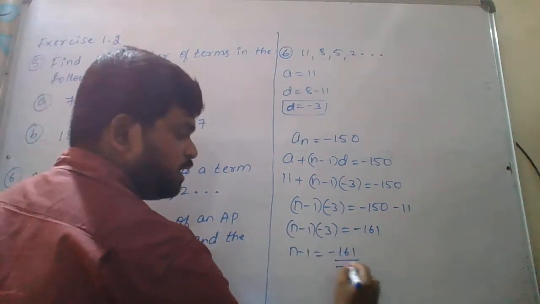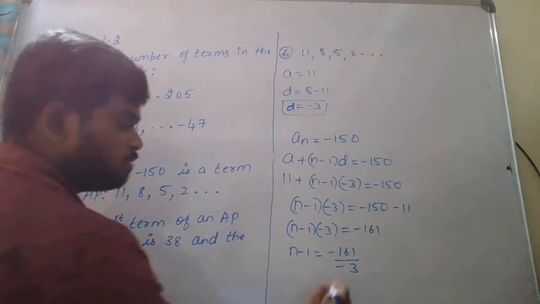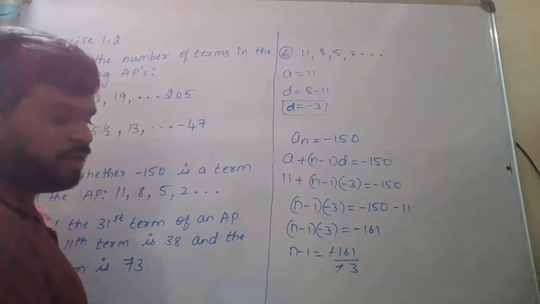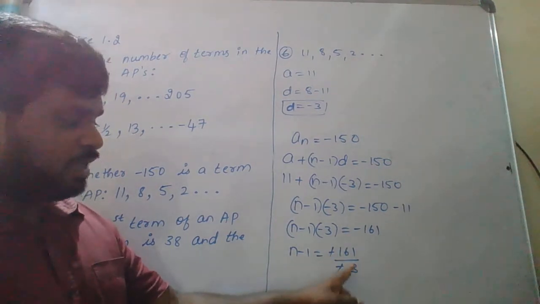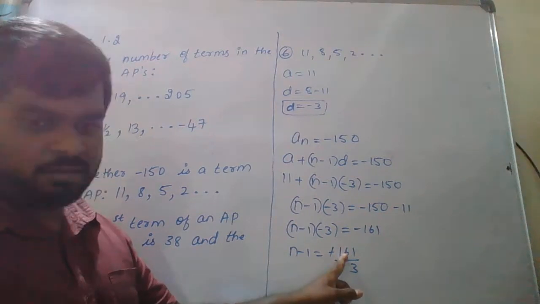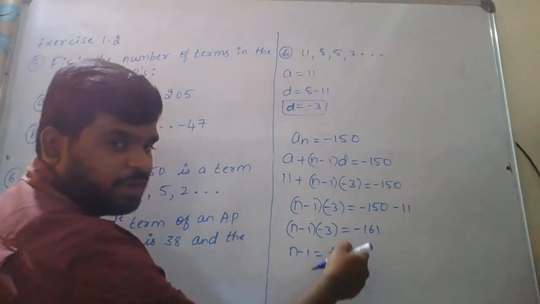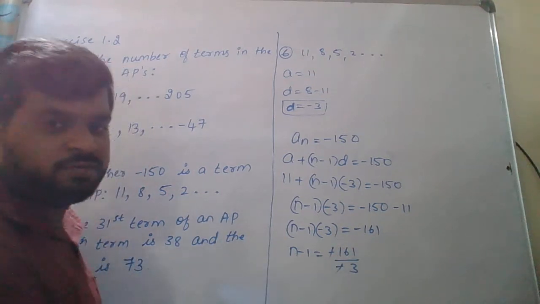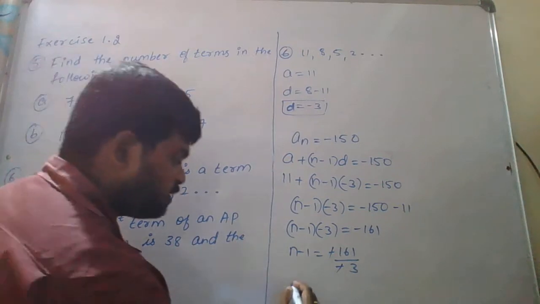Therefore, n minus 1 is equal to minus 161 divided by minus 3. Transposing this minus 3, it becomes divided by minus 3. This is multiplication, so it goes to the denominator. Minus and minus get cancelled. If you observe, I cannot cancel it. 3 fives are 15, but I will be left with 11. 3 ones are 3, 3 fives are 15, 1 carry, it becomes 11. 11 is not divisible by 3. Therefore, you cannot divide this by 3. Okay, let's keep it as it is.